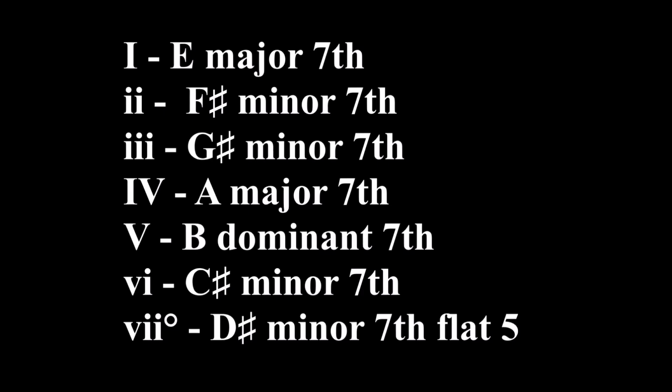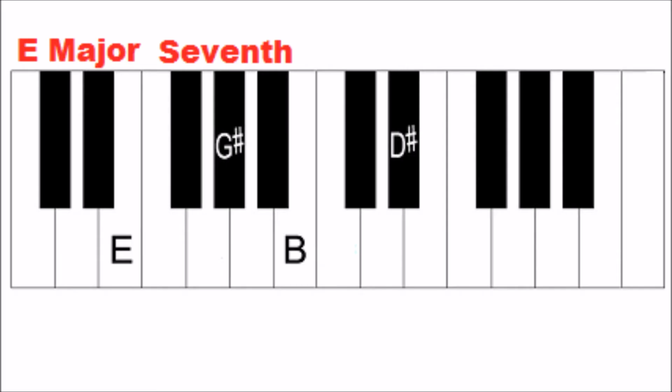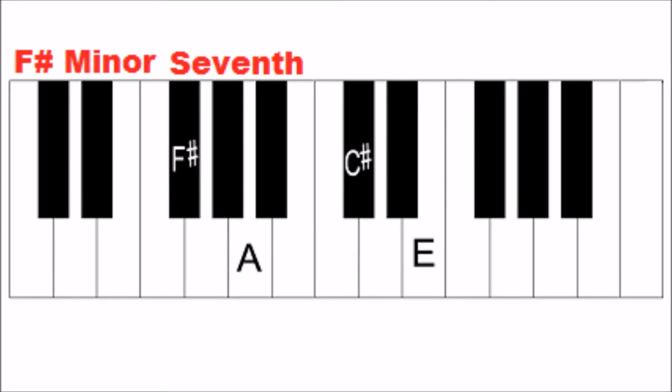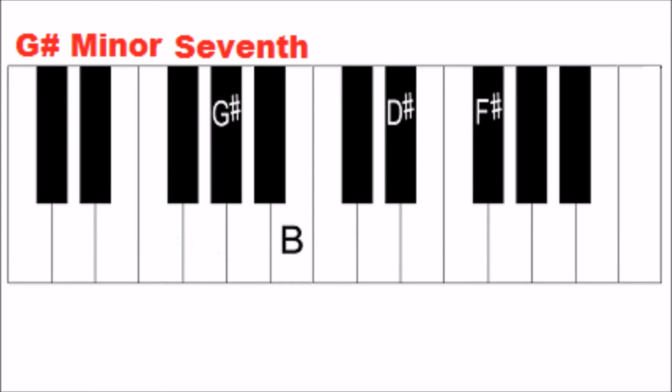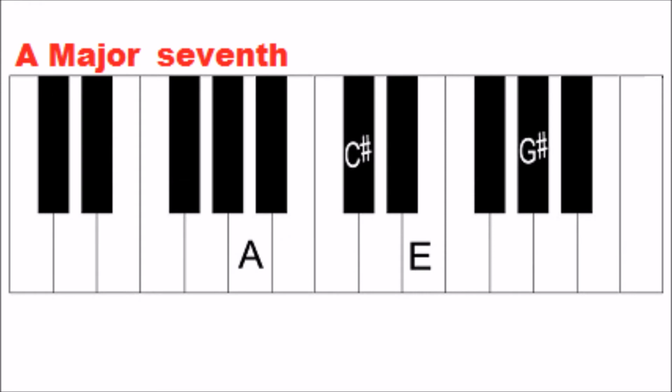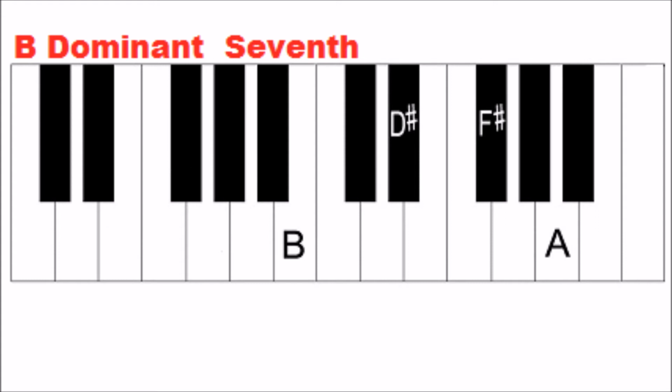You can add sevenths to each of these chords. Therefore, E major becomes E major seventh. F sharp minor becomes F sharp minor seventh. G sharp minor becomes G sharp minor seventh. A major becomes A major seventh. B major becomes B dominant seventh.